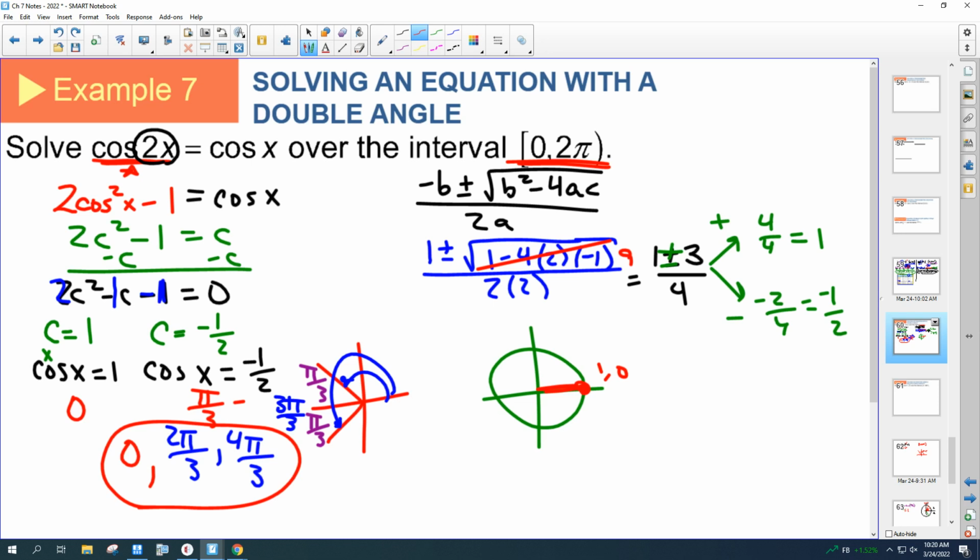Now remember, I know we had a double angle, but we didn't have to go around twice because we stepped it down to a regular single angle. So we just did what we've always done.